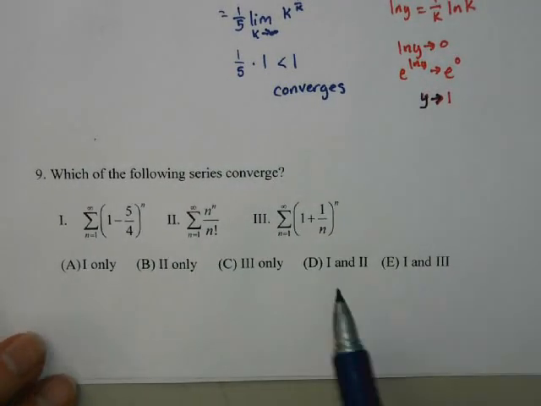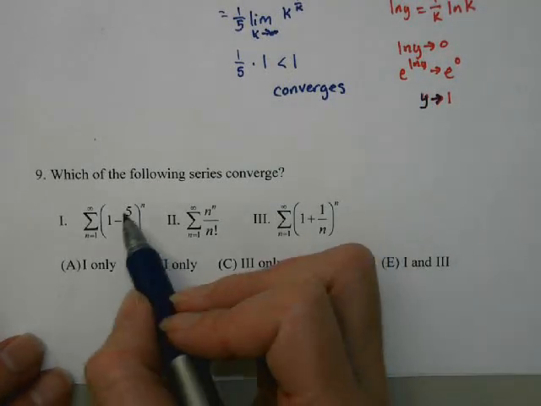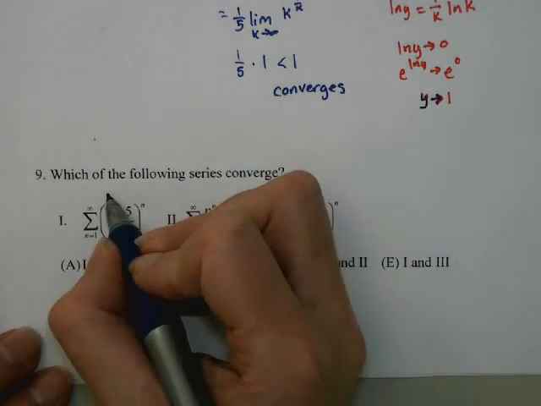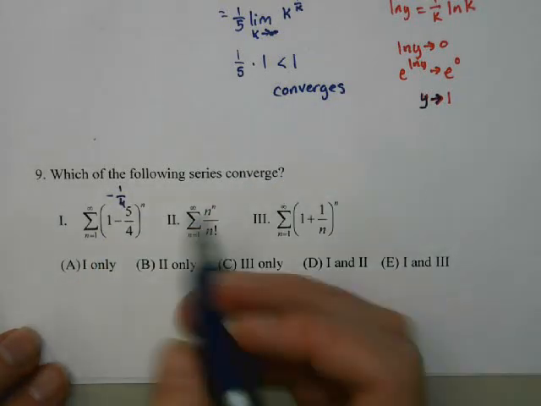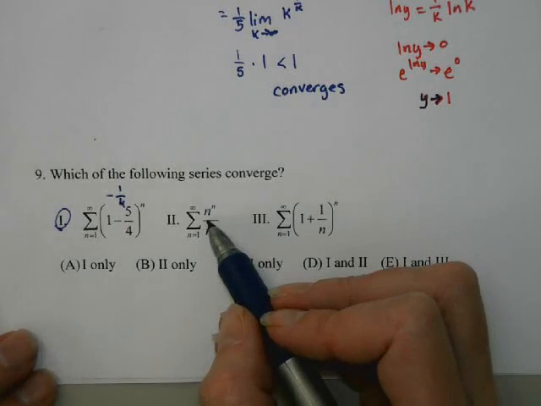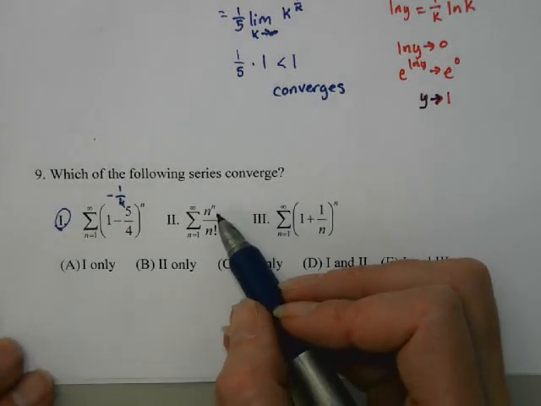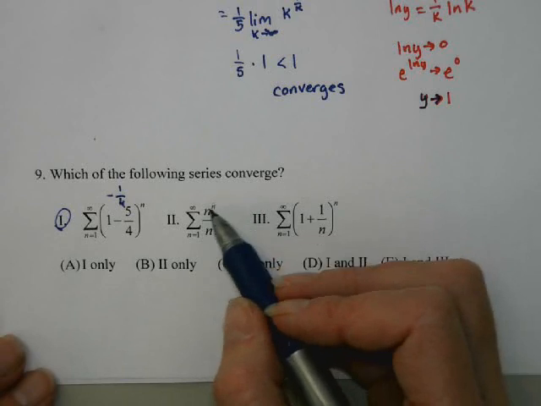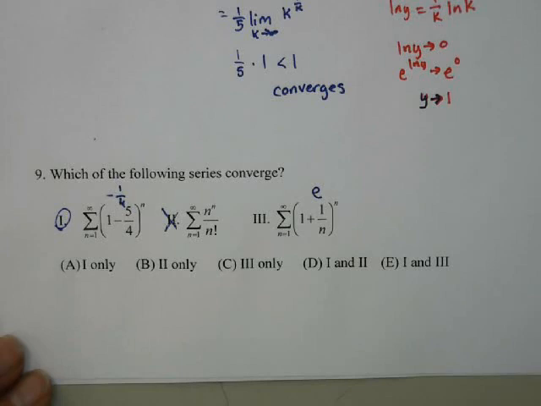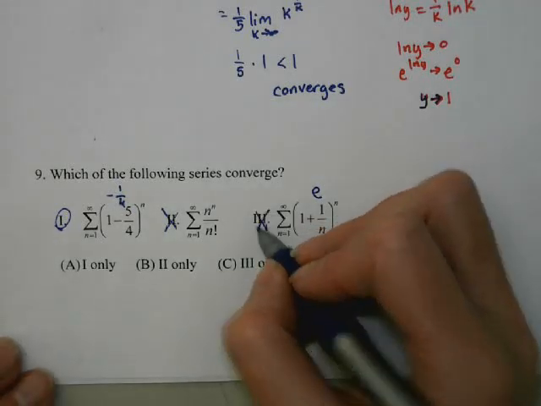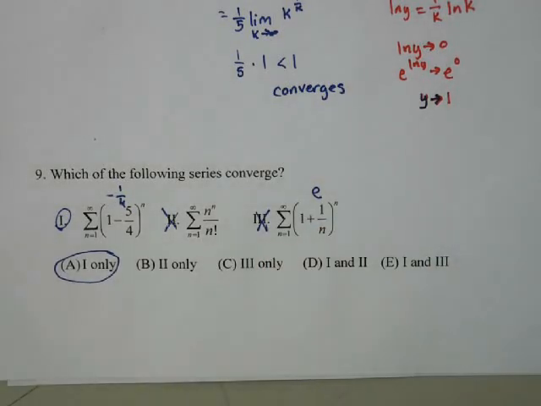Okay. Here, which of these converge? 1 over 1 minus 5/4, this is really negative 1/4 to the n, which is an infinite geometric series, so it converges. n to the n over n factorial we did just recently. This grows a lot faster, so this one does not. And this is just the sum of e, which is going to diverge. So it's 1 only. So that was a lot of information, but like I said, we're going to continue to use these tests over and over and over again to reinforce them.